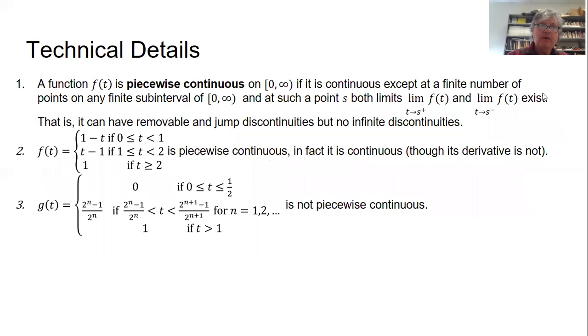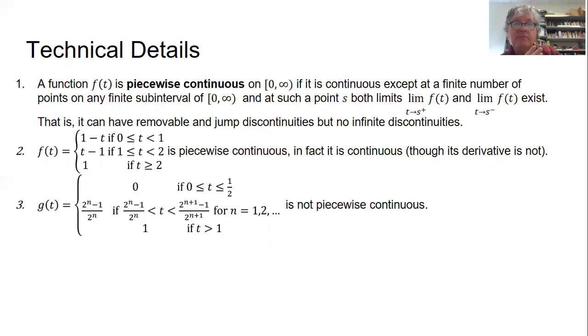Okay, so technical details. So you see that we define a Laplace transform as some sort of integral, so we've got to worry about the integral converging. Okay, so we worry about piecewise continuous functions. So again, we're doing it on 0 to infinity because we're always starting at 0 with our Laplace transform.